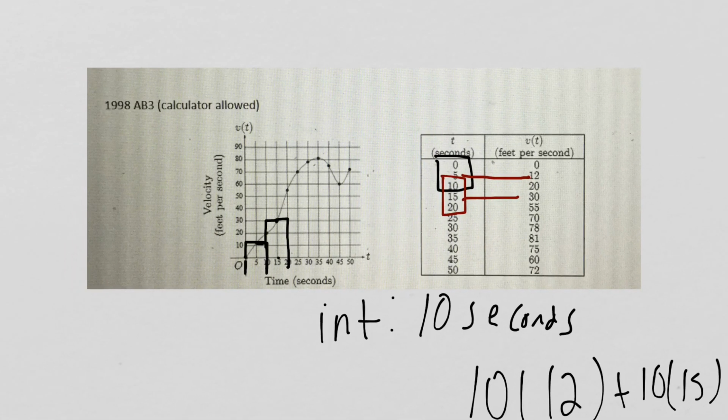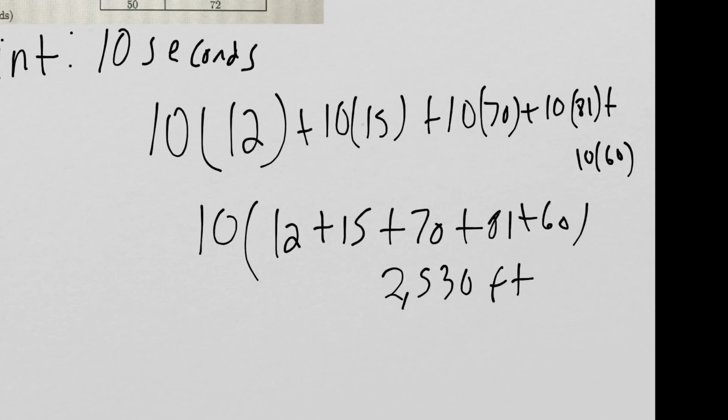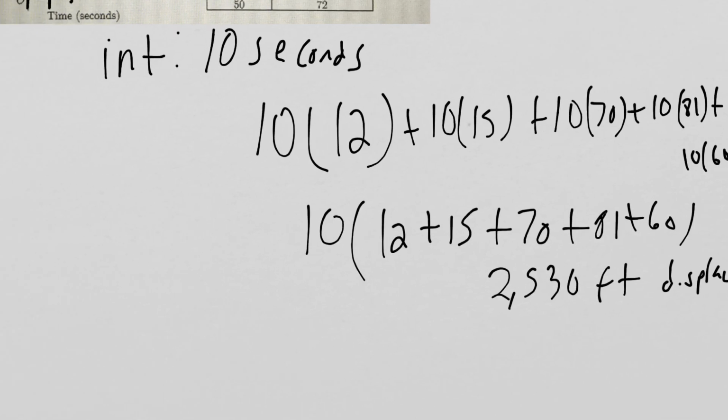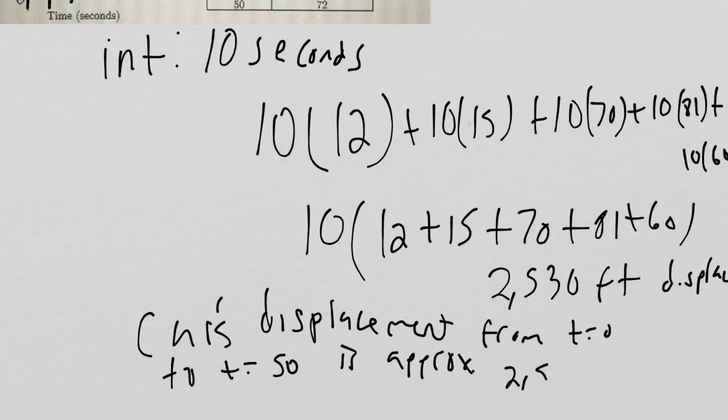And does it ask for interpretation of what that means? Yeah, explain the meaning of this. Okay, so what that means is that the car has been displaced by 2,530 feet. Okay, this is displacement. Okay, so the car's displacement from t equals 0 to t equals 50 is approximately, because it's a Riemann sum, 2,530 feet.